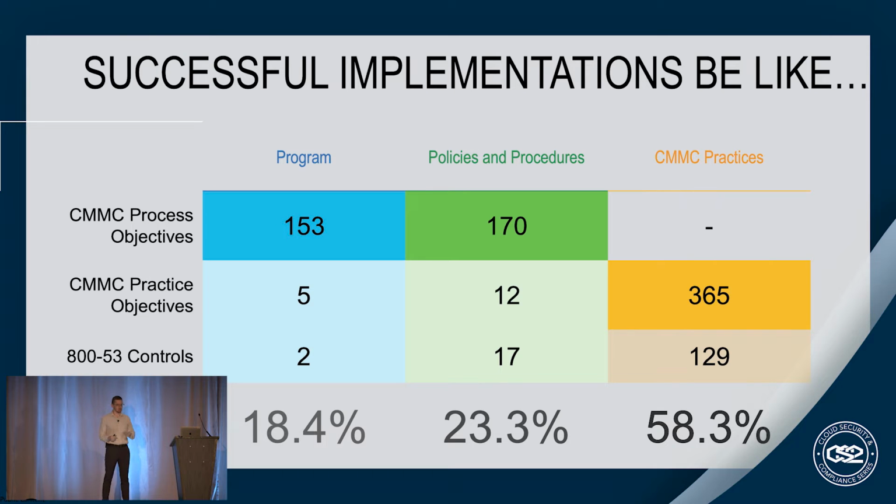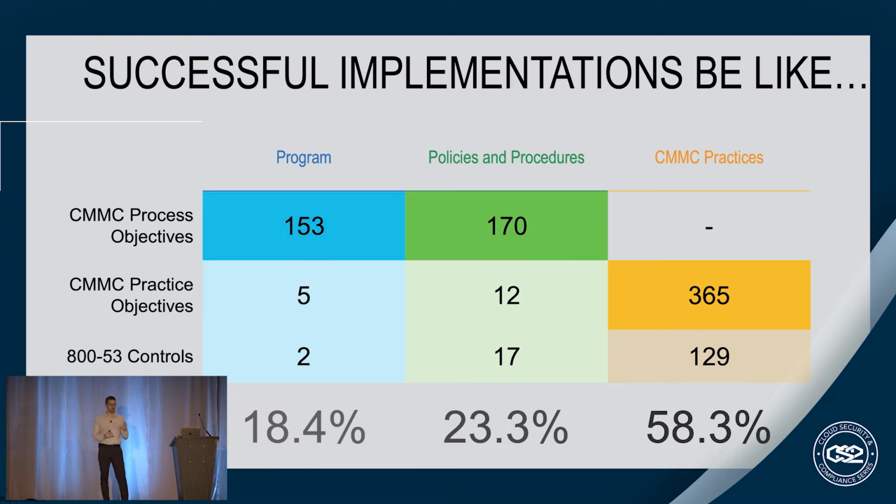When we get into the actual operationalizing of the overall program, we get into the CMMC practices themselves. We've already solved for some of those practice objectives at the program and policy and procedure level. So then we've got a remaining 365 practice objectives.